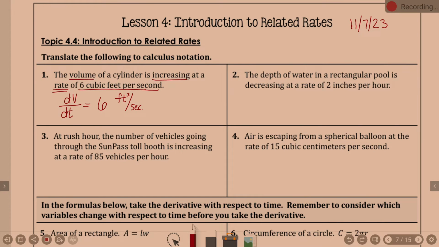In my brain, that's basic, but that's my calculus brain, so tell me if I need to explain something. Okay, let's try these others. The depth of water in a rectangular pool is decreasing at a rate of 2 inches per hour. Depth of water. Come up with another word for depth of water. We don't want to talk about volume, because depth is a measurement. It isn't a height.